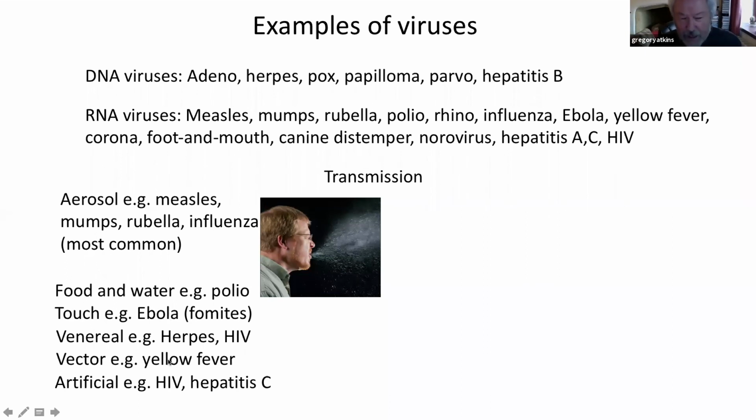Vectors can transmit viruses, things like mosquitoes and ticks. Yellow fever, for example, is transmitted by mosquito. And then what I've called artificial transmission. That's by things like blood products and blood transfusions. And we all know that HIV is transmitted that way, so is hepatitis C, and there are a number of others. So that's the way they're transmitted.